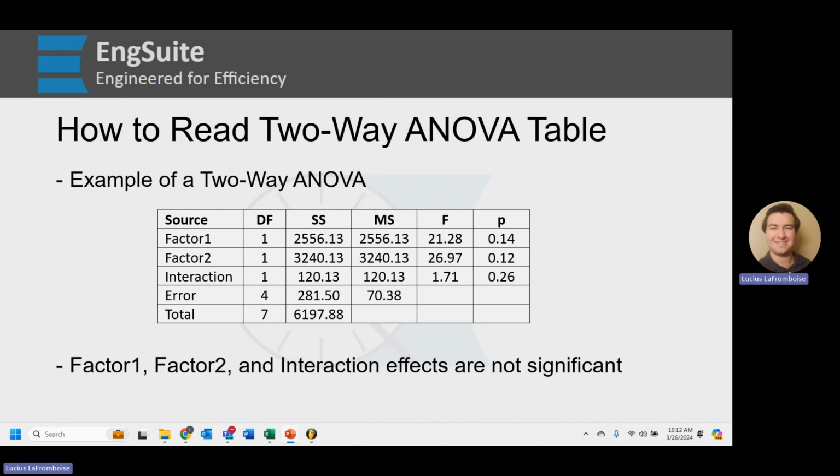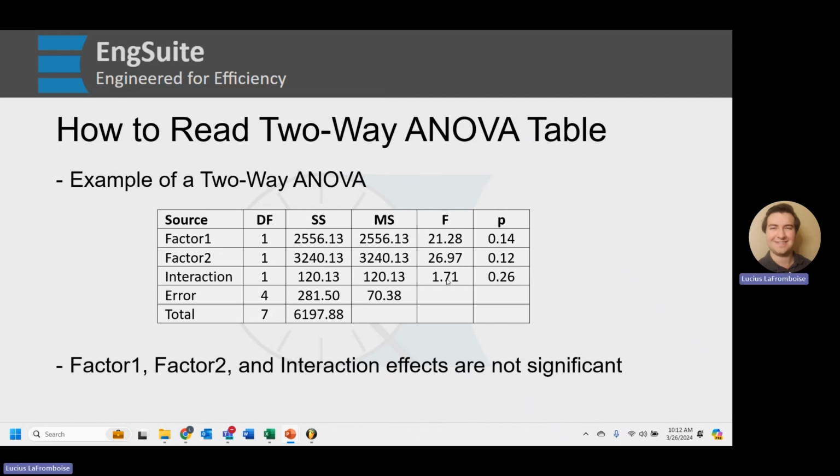Okay, so how do we read the two-way ANOVA table? So here's an example, and this is actually the example that we're going to be using here shortly. As you can see here, we look at our p-values, and we see factor 1 is greater than our critical of 0.05, so there is no significant effect at 0.05. Factor 2, 0.12, greater than 0.05, and interaction again. So what we see here is that there is no significant effect.